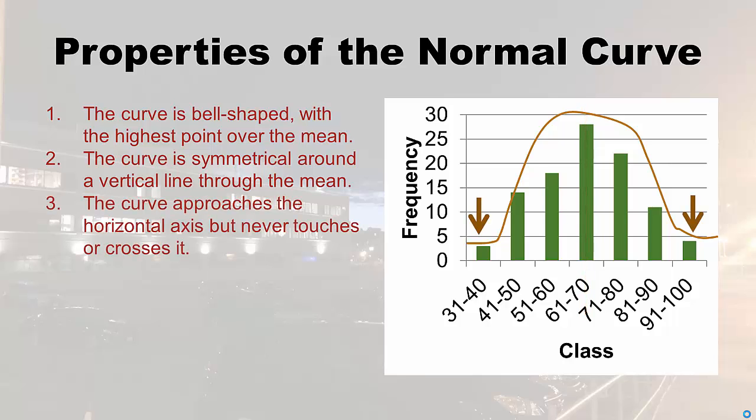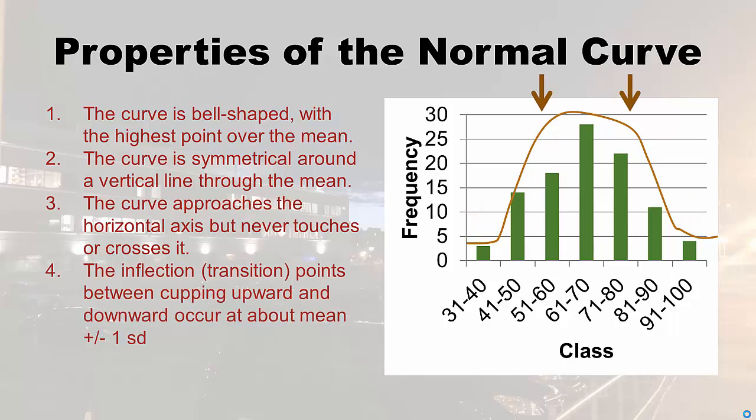Okay, and the third property is that the curve approaches the horizontal axis but never touches it. You don't have to memorize this, but remember asymptote, or asymptotically close? That's when a line gets really close to another line, but they never touch. It's so romantic. But anyway, that's a very Bollywood thing to say, by the way. But so the curve approaches the horizontal axis and never touches or crosses it.